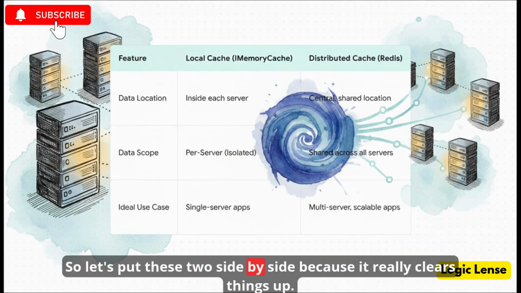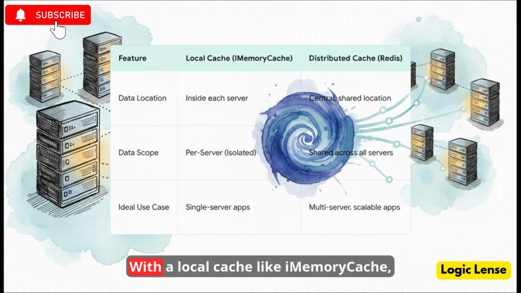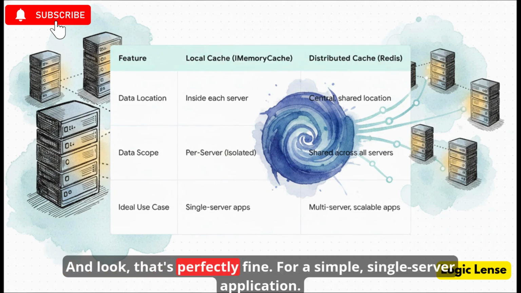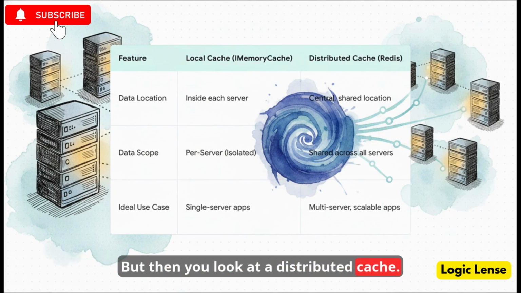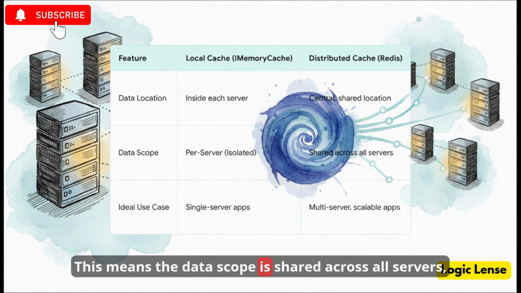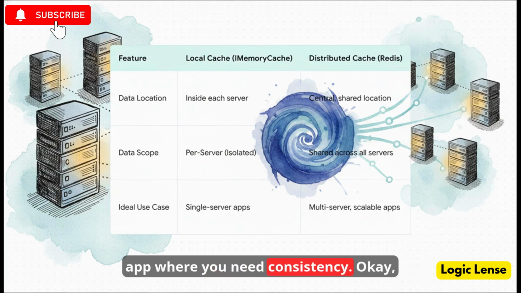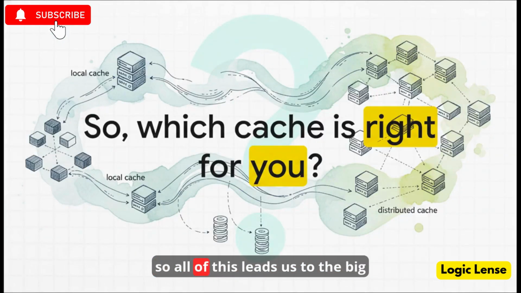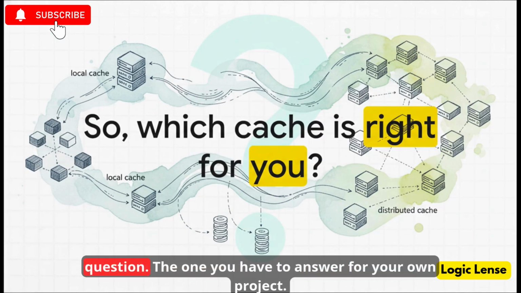So let's put these two side by side, because it really clears things up. With a local cache like IMemoryCache, your data is totally isolated inside each server. And look, that's perfectly fine for a simple single-server application. But then you look at a distributed cache. Everything is in one central, shared spot. This means the data scope is shared across all servers, which is absolutely essential for any kind of multi-server app where you need consistency. Okay, so all of this leads us to the big question, the one you have to answer for your own project.